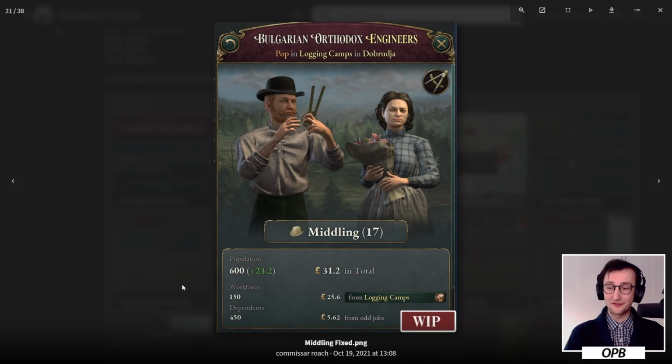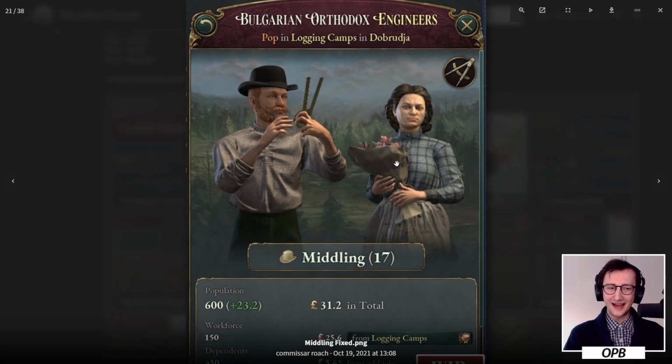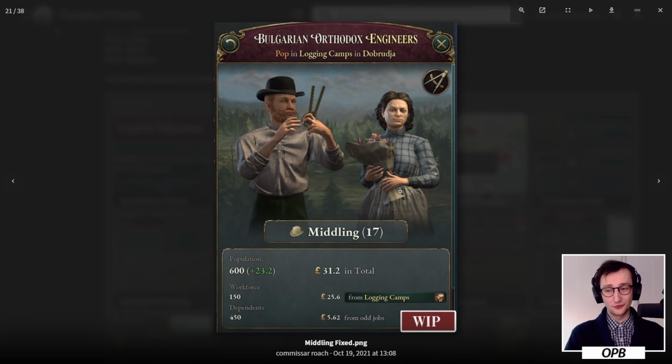Right here, I love this so much. And let me see. Oh, okay. Bulgarian Orthodox engineers. Look at the flowers. Look at what he's doing here. Look at the different idle animations. Look at the clothing. This actually looks really good. I'm a big fan of what they're doing here.